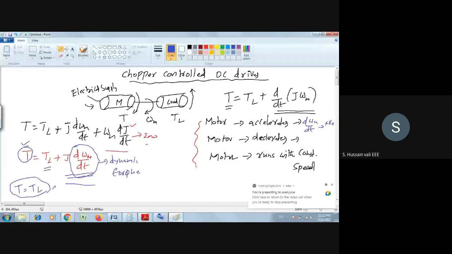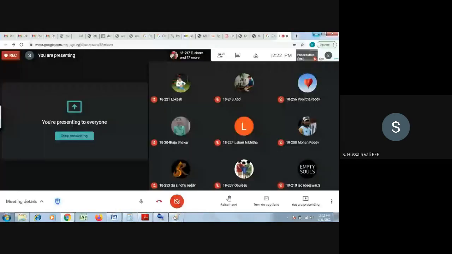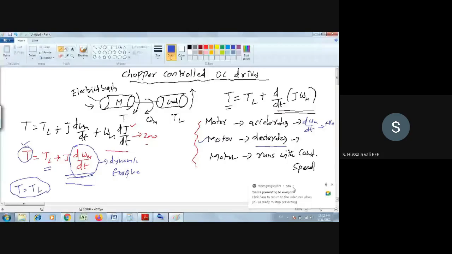Okay, and then coming to the second case, that is deceleration. When you take the case of deceleration, in the sense the speed decreases. Why does the speed decrease? Because you intend to decrease the speed. When the speed is decreasing, this part d omega m by dt is negative this time.